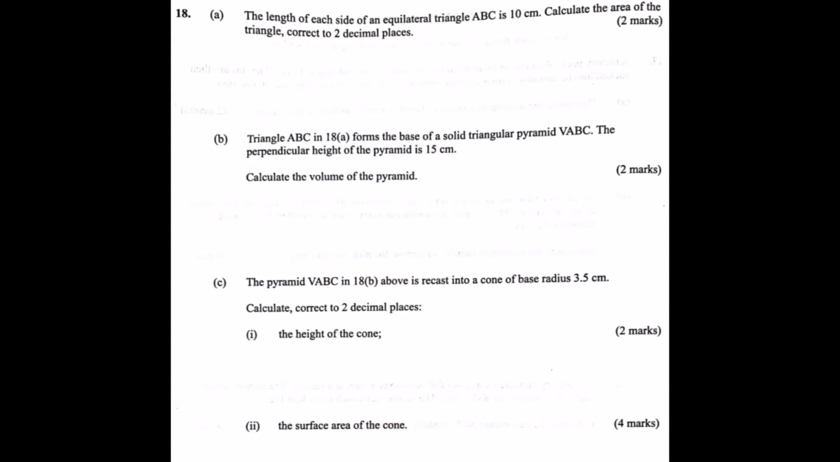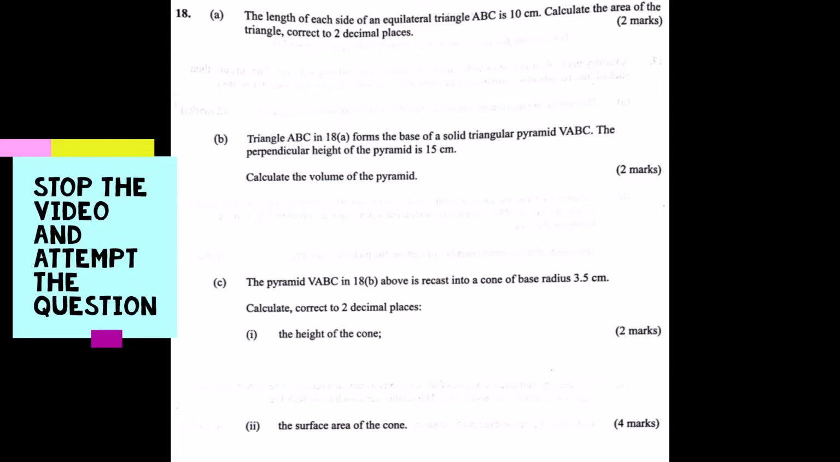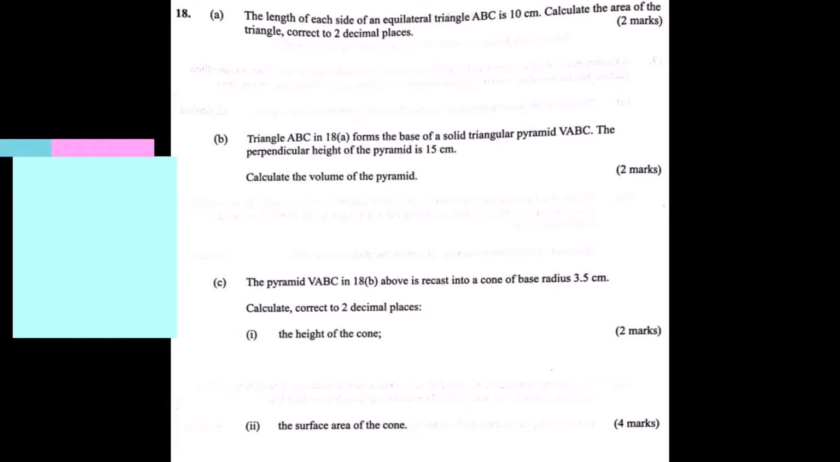Okay, question number 18. You're given an equilateral triangle ABC with sides 10 centimeters. So part A, you determine the area of that triangle. Then part B, you're given that the triangle forms the base of a pyramid with a height of 15 centimeters. You calculate the volume of that pyramid. Part C, you're given that the solid pyramid in B above is recast to form a cone with radius 3.5 centimeters. So Roman 1 of part C is to determine the height of the cone. Roman 2 is to determine the surface area of the same cone.